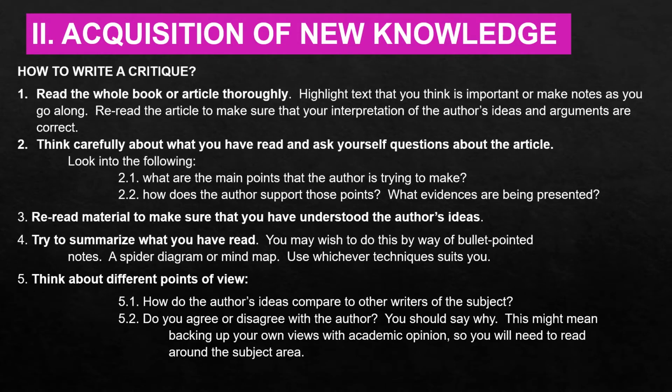How to start a critique. Number 1, read the whole book or article thoroughly. Highlight text that you think is important or make notes as you go along. Reread the article to make sure that your interpretation of the author's ideas and arguments are correct. Number 2, think carefully about what you have read and ask yourself questions about the article. Look into the following. What are the main points that the author is trying to make? How does the author support those points? What evidences are being presented?